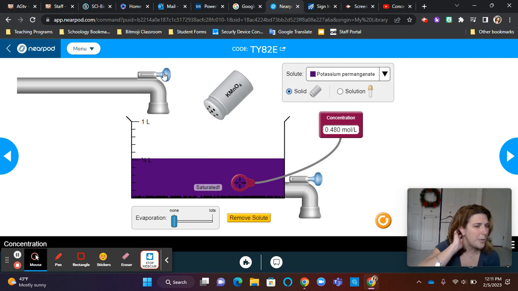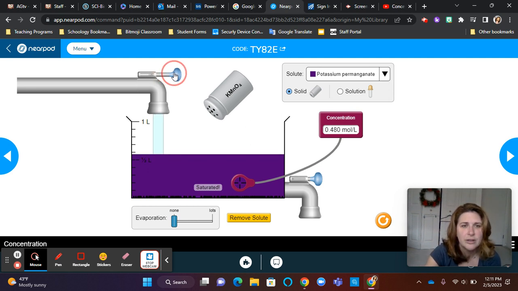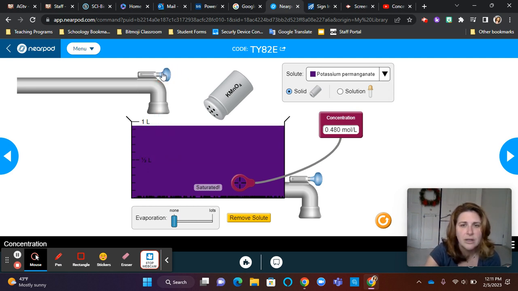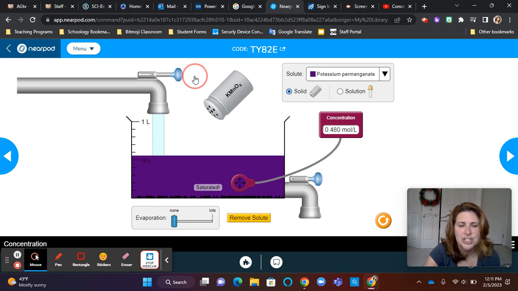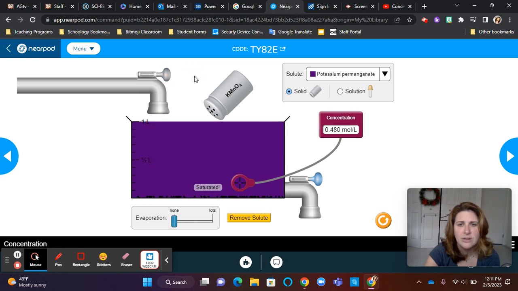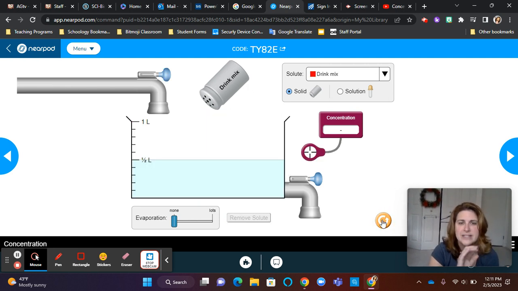Now, I don't want to change yet. I want to reset. I'm just going to add some more water. We'll let some water go. Nothing changed with the concentration yet. Add some more water. Nothing's changing. This isn't fun anymore. I'm going to reset my experiment.